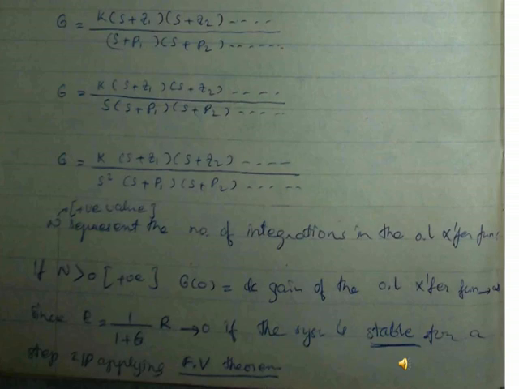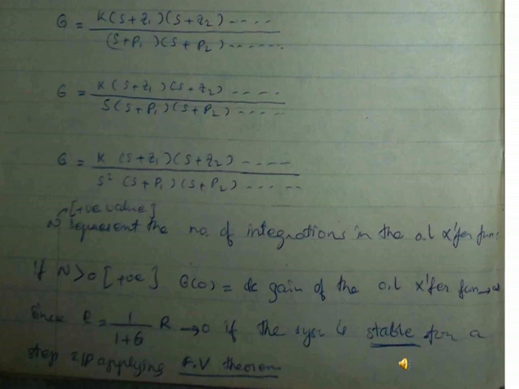So gain G equals K multiply S plus Z1 multiply S plus Z2 divided by S plus P1 multiply S plus P2. So therefore the Z1, Z2 are the zeros and the P1, P2 are the poles. So G equals K multiply S plus Z1 multiply S plus Z2 divided by S multiply S plus P1 multiply S plus P2 in the denominator.